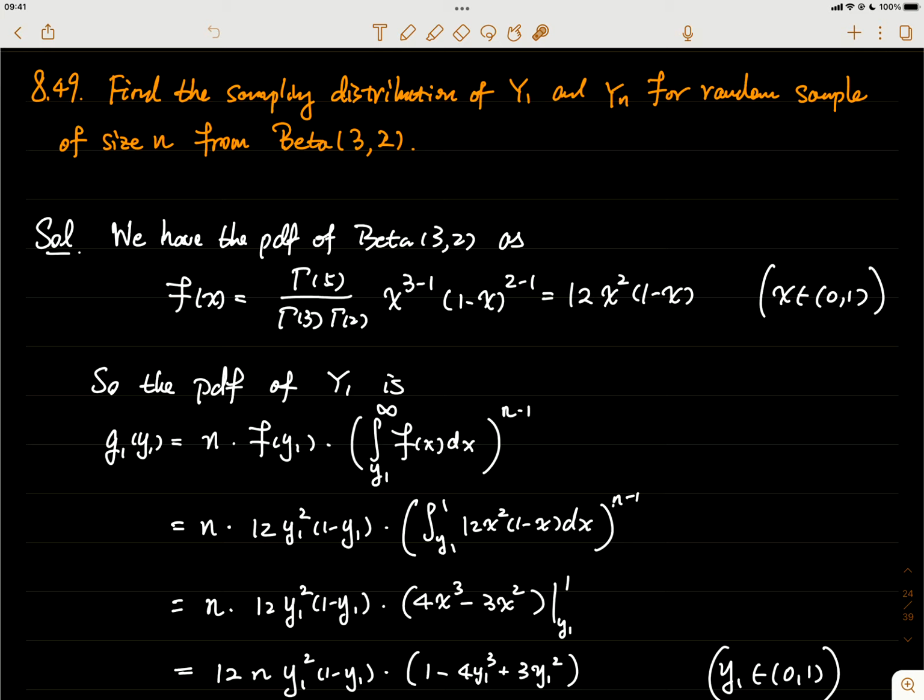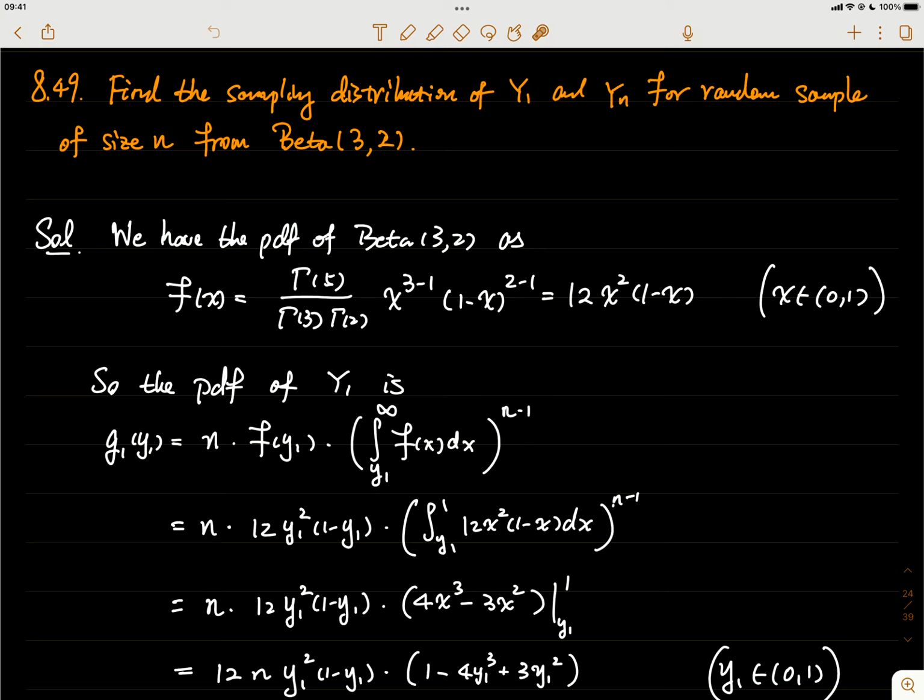Okay, so we just need to write down the PDF of the beta distribution first. The PDF is given by this with alpha and beta as the parameters. Remember that for the beta distribution, the random variables can only take a value between 0 and 1. So this is the PDF where x is between 0 and 1. Now with this, we can just use the formula for the first and the nth order statistic.